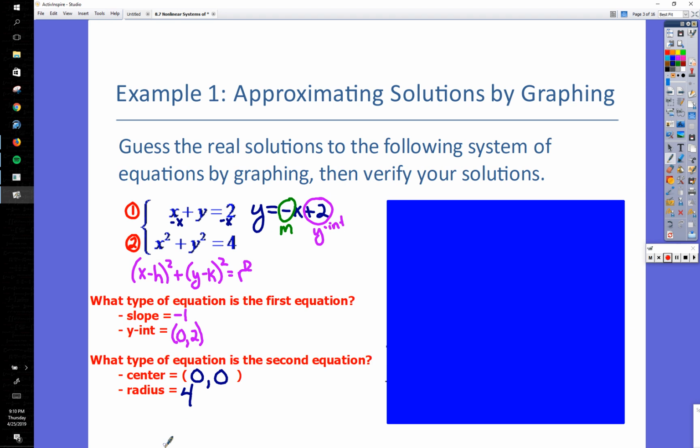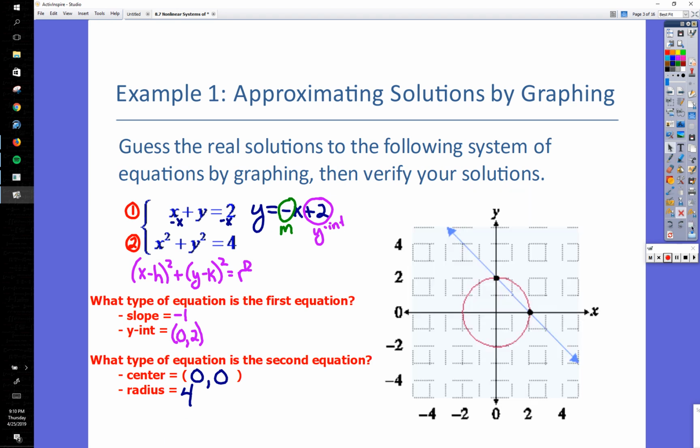And we would graph that, or let Hawks graph it. And what you'll notice is we get a graph that looks like this. We have a line and a circle. And what we're looking for, anytime you're solving a system of equations graphically, is where these two items would intersect, if they do.